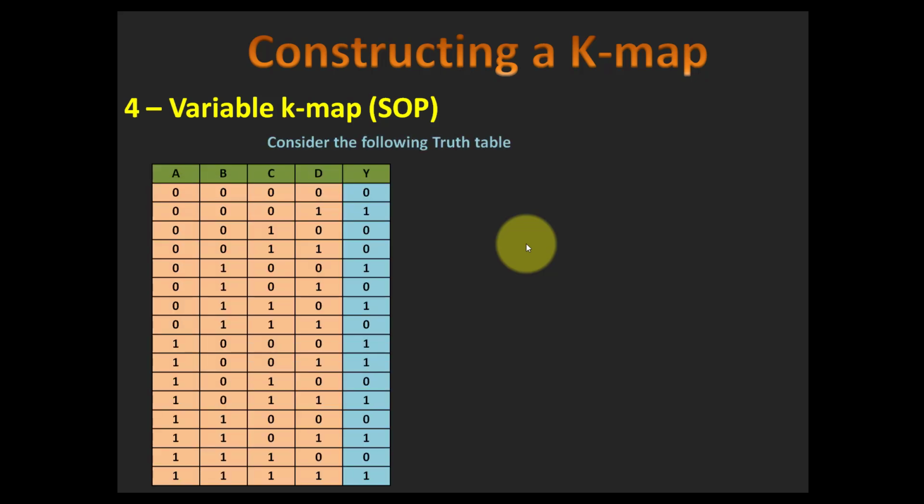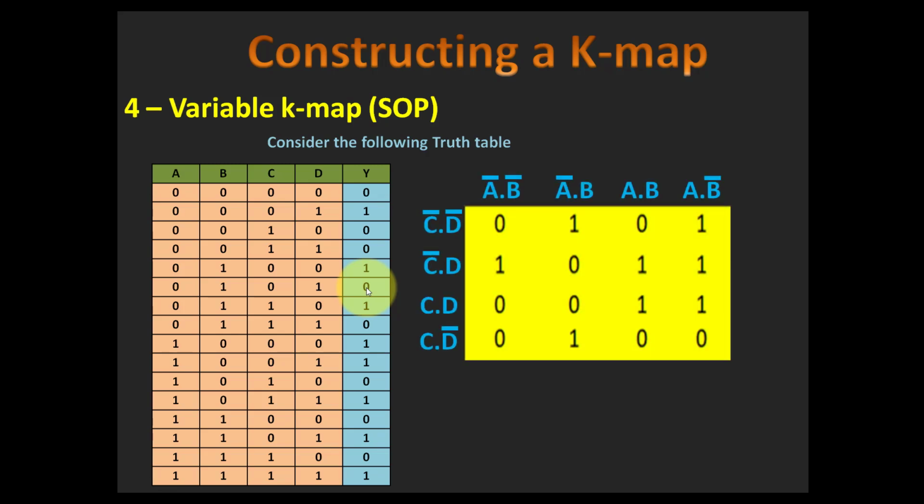Okay. Now let us see how we can construct a 4 variable K map. First of all, SOP. So we have this truth table. There are 4 variables A, B, C, D. So with 4 variables we have 16 combinations. I'm just taking this output randomly, taking 8 zeros randomly. So this is how we draw the K map.